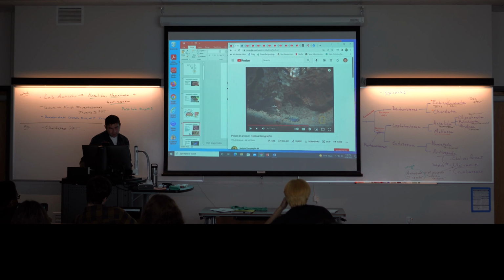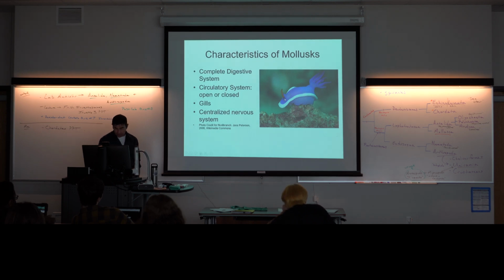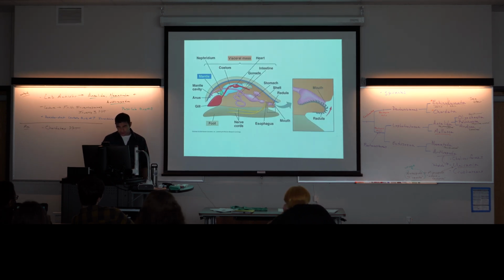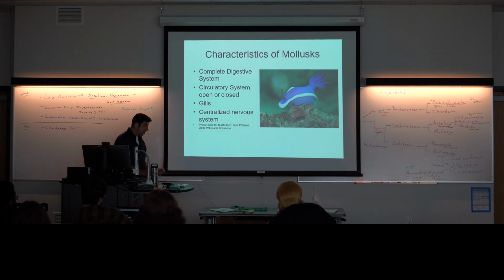Let's see, where were we in the slides? We're still looking at general characteristics of all of these mollusks. So we'll go back to here. We mentioned those three body parts that they all have: the mantle, the visceral mass, and the foot. Some of them have a shell, and this is one that does not have a shell. It is a sea slug.